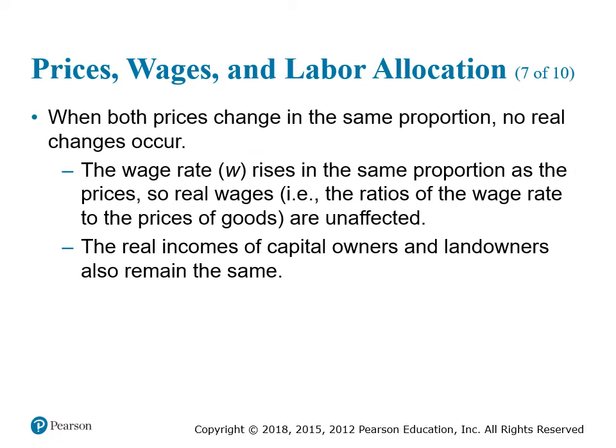In case 1, when both prices change in the same proportion, there is no real change in the wages or distribution of income. Why? Because the wages have increased equally in both sectors, and that means labor are receiving more salaries or wages, but they are not changing their jobs from one sector to another. Why? Because the wages in both sectors have increased. And also that does not affect the real income for the capital owners and land owners.